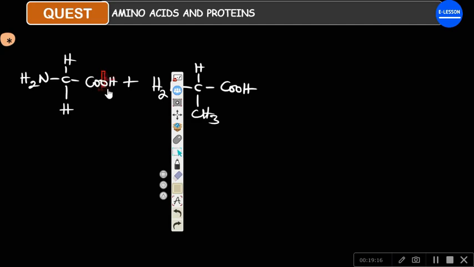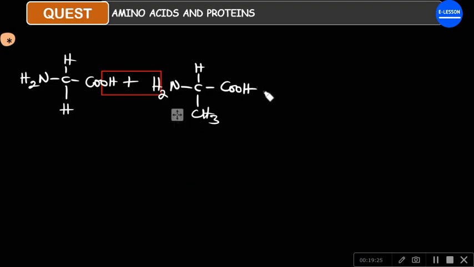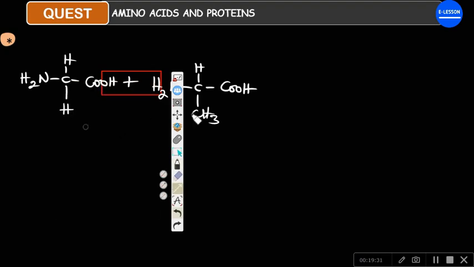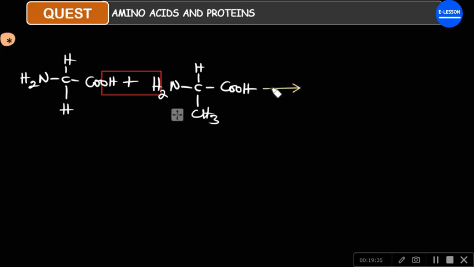Now, if you take this group from here, OH from here, and one hydrogen from here, to form H2O, which is a water molecule. So the product of this reaction we are expecting is something like this. So the product will be H2N, and then you have this, and then you have this, and then you have CO, and then you have NH.